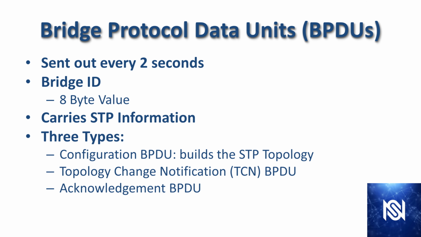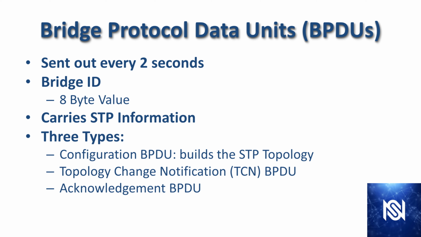Then bridge protocol data units, BPDUs. These are the messages that spanning tree sends out to the other switches in order to communicate. They're sent out every 2 seconds. They contain the bridge ID value. It carries the spanning tree information. And there's 3 different types of BPDUs.